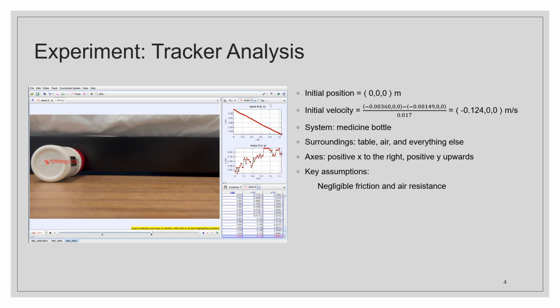The system is the medicine bottle and the surroundings are the table, air, and everything else around it. I define the axes as positive x to the right and positive y upwards. In this case, because the medicine bottle moves from right to left, it is moving in the negative x direction, which is why the velocity was calculated as negative 0.12400 meters per second. The key assumptions of this experiment are that the object does not experience friction or air resistance in order to assume its net force is 0.